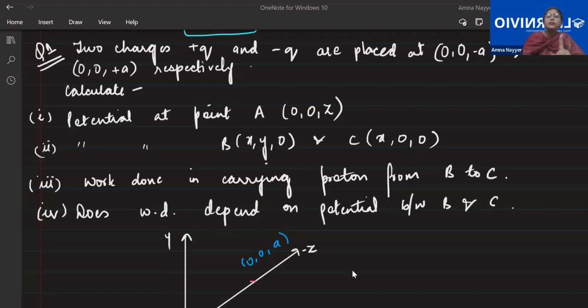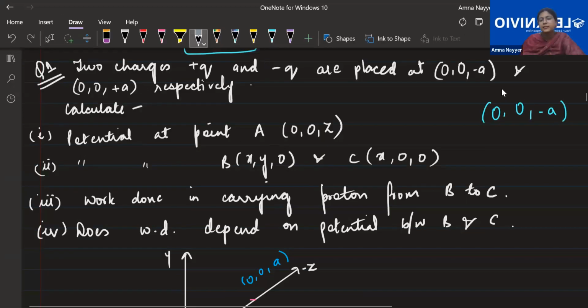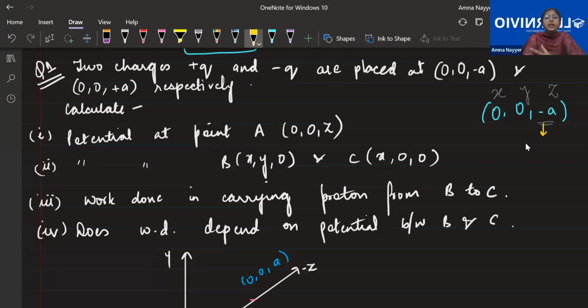Whenever you have to read the coordinates, what is the first question? Potential at point A, (0, 0, z). First, let us locate the charges. When it says (0, 0, minus a), this is your X, this is your Y, this is your Z. X-axis, Y-axis and Z-axis, right? Now, what is this telling you? That this is present on the Z-axis. So this means from where?